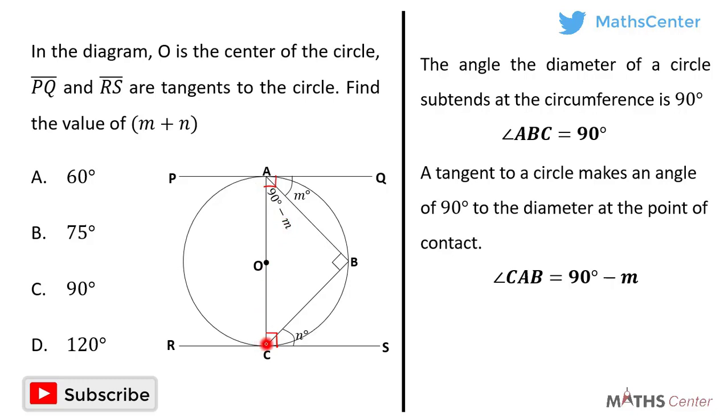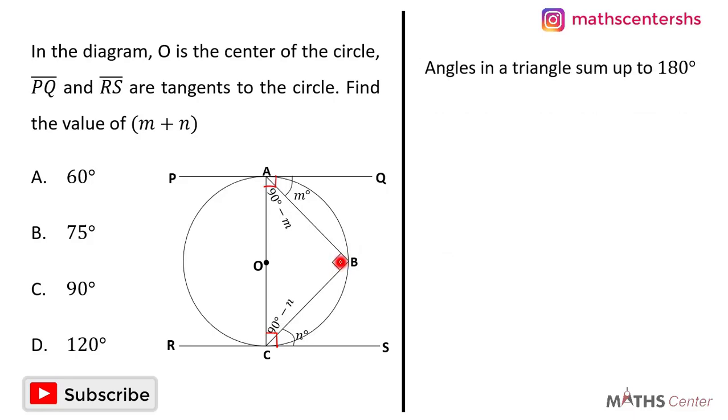In the same way, if the total angle here is 90 degrees, and the angle formed here is N, then it means that angle ACB is 90 degrees minus N. So the interior angle of the triangle here is 90 degrees minus M, the angle here is 90 degrees minus N, and the one we have here is 90 degrees.